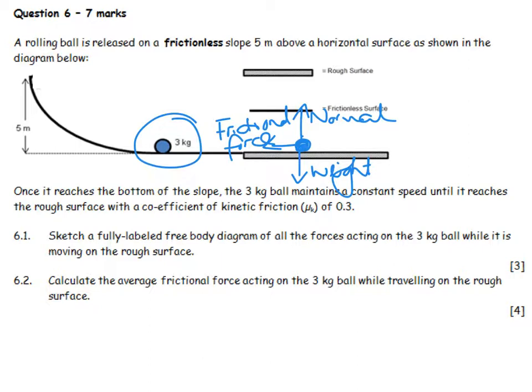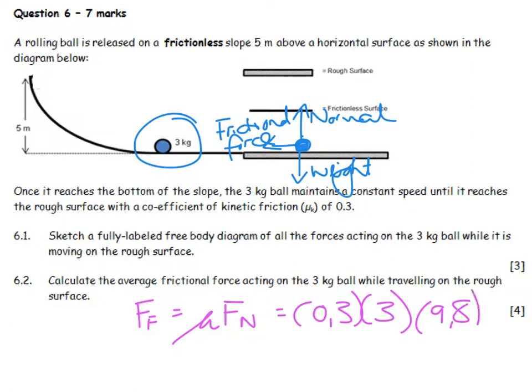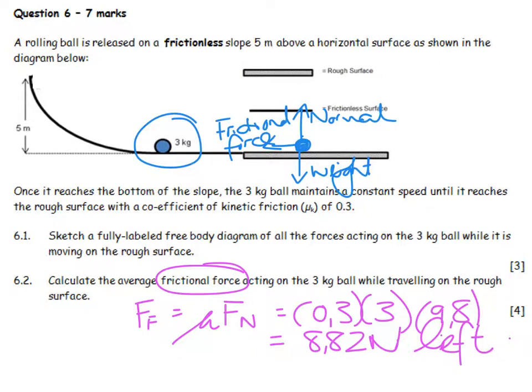And then it says calculate the average frictional force while it's on that surface. Frictional force is equal to mu Fn, which is equal to 0,3 multiplied by 3 kilograms multiplied by 9,8, and I am left with 8,82 newtons. Again, they haven't said magnitude, so I need to put direction, and here I did penalize you if you didn't put direction.